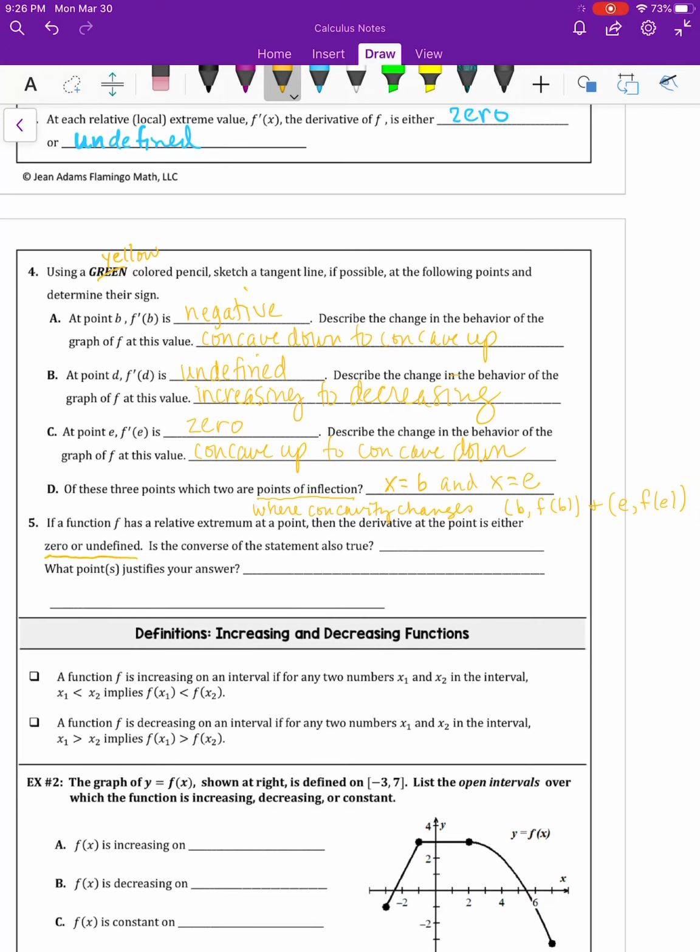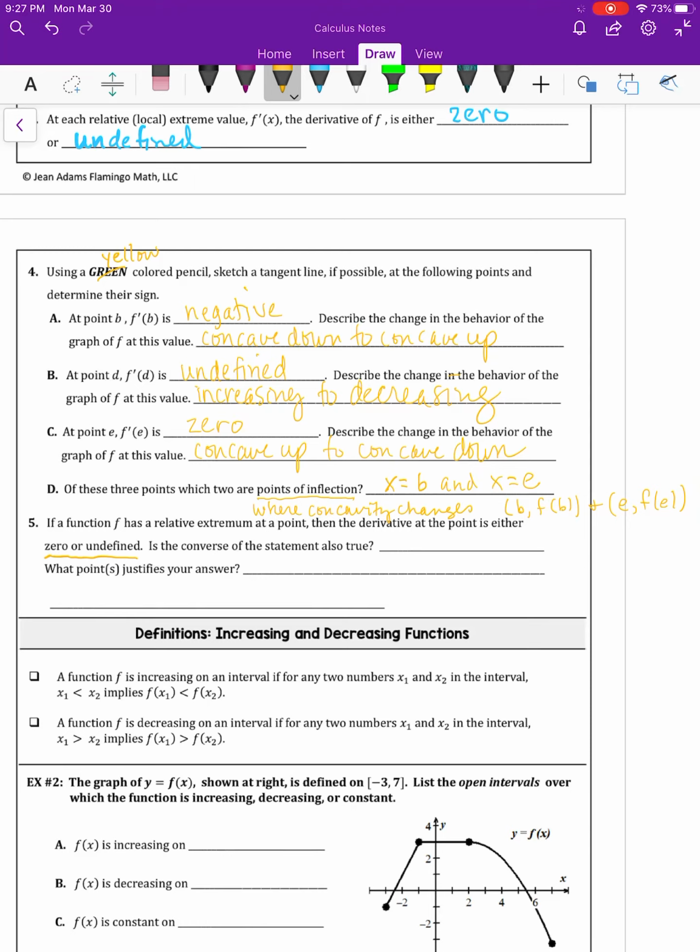Number 5, if a function f has a relative extrema at a point, then the derivative at the point is either 0 or undefined. Very important that you remember that. Is the converse of the statement also true? So that means if a derivative is 0 or undefined, does it always give me a relative extrema? That would be the converse.